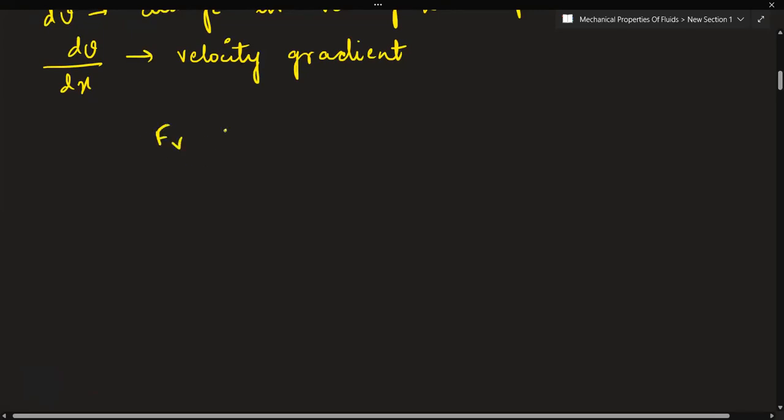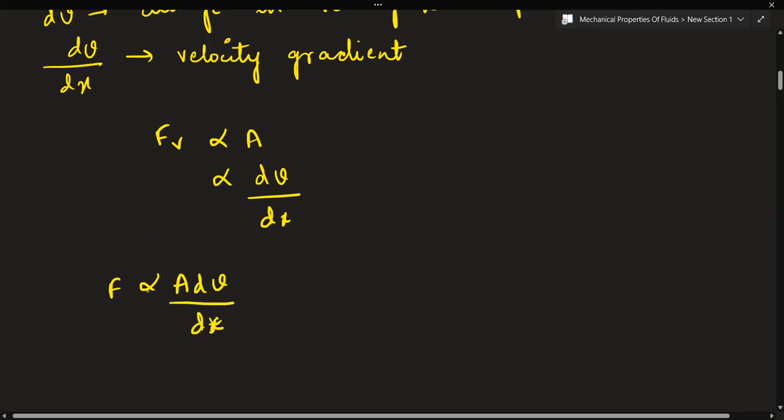So the viscous force depends on the area that we have seen, the area of the layer. Viscous force also depends directly on this velocity gradient, dv over dx. If I combine these terms, it would be F is directly proportional to A dv over dx.